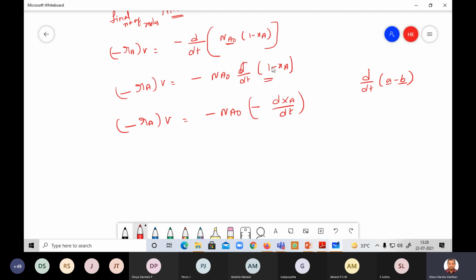Any doubt here? 1 minus Xa, because you are differentiating with respect to t. Therefore, this is a constant. A constant will have derivative 0. Minus Xa, differential is dXa by dt. Correct. Minus into minus becomes positive. Therefore, Ra into V is equal to Na naught into dXa by dt. Correct. Any doubt here?